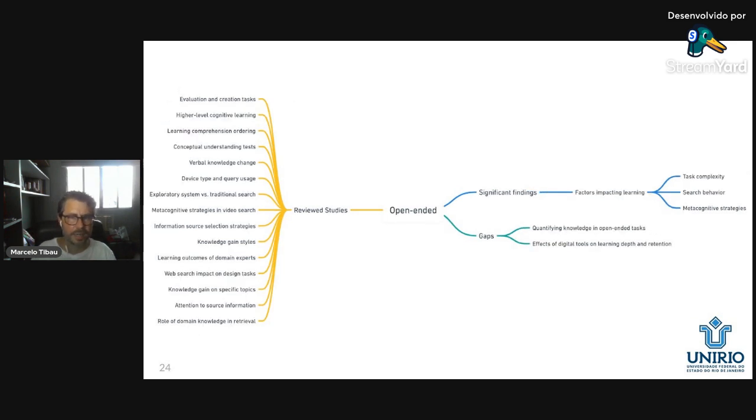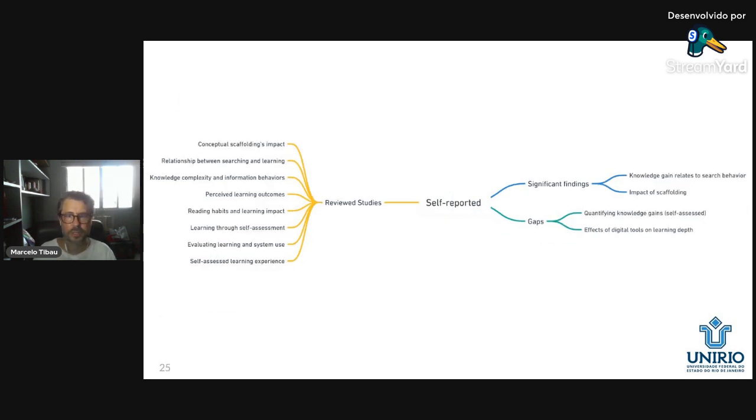Regarding open-ended exercise, significant findings on the factors impacting learning. For example, text complexity, search behavior, and metacognitive strategies. Yet gaps remain on quantifying knowledge in open-ended tasks, and also the effects of digital tools on learning depth and retention.